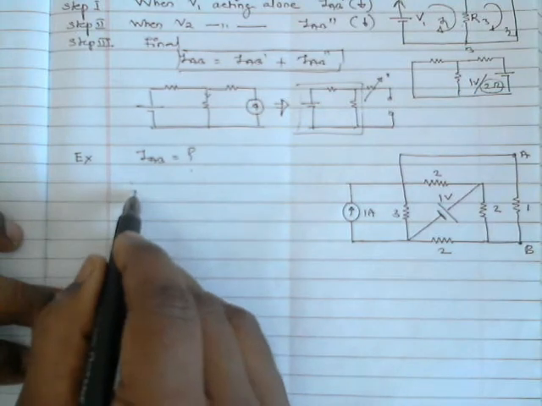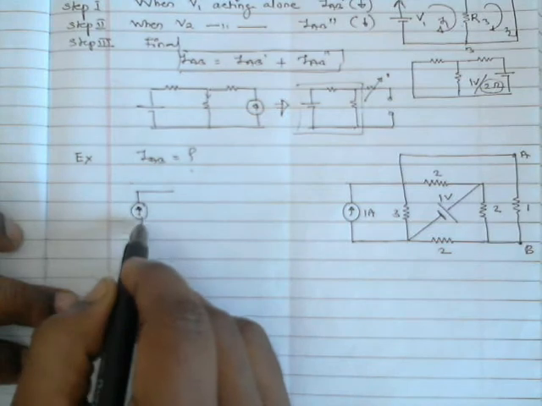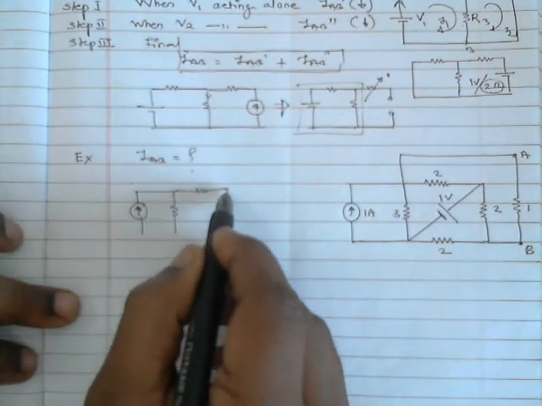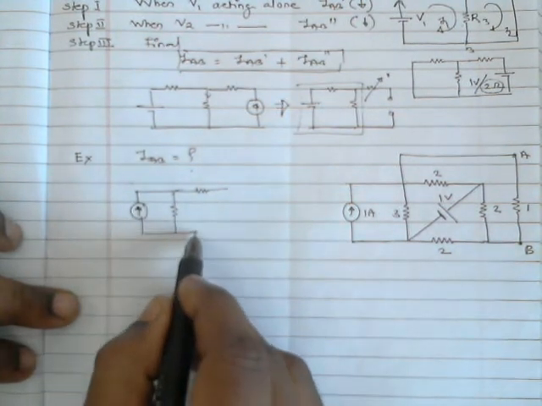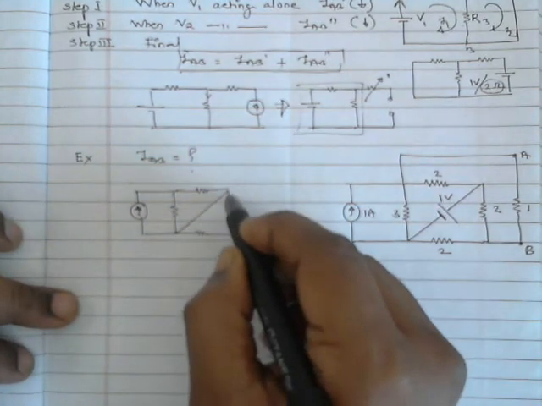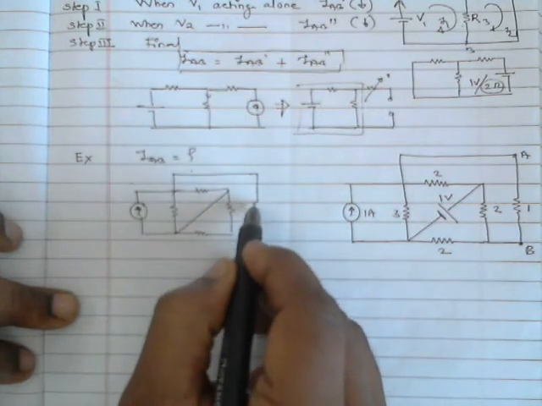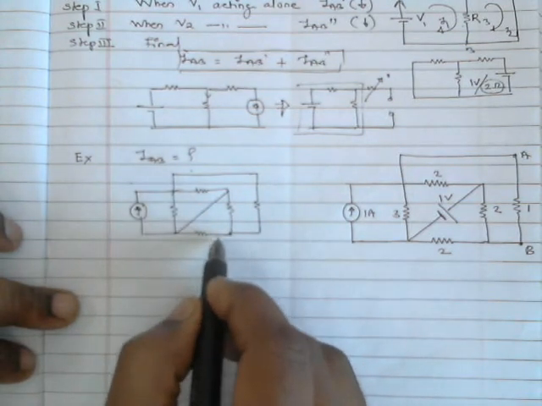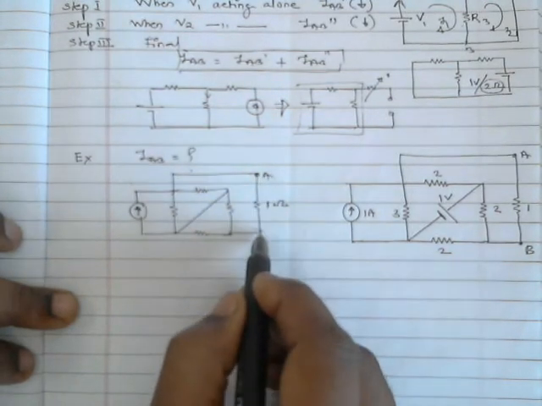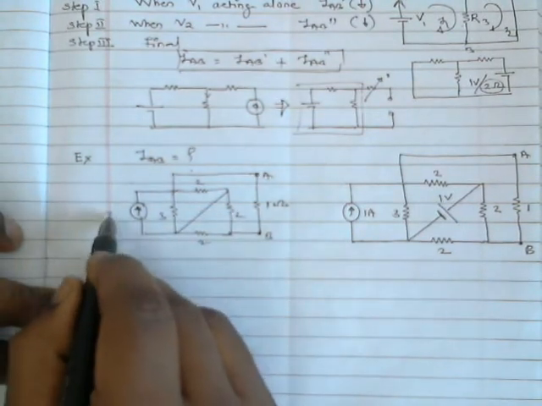See, this is now short circuited. Right, now you are interested to find out current through this particular branch AB. 3, 2, 2, 2, and 1.